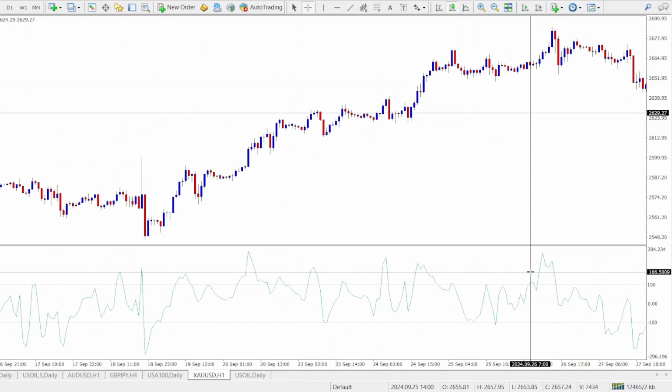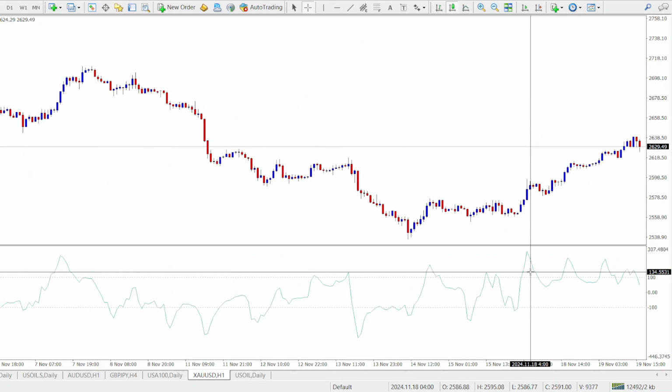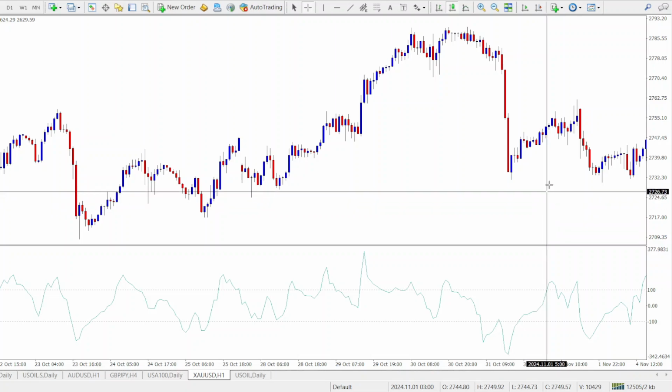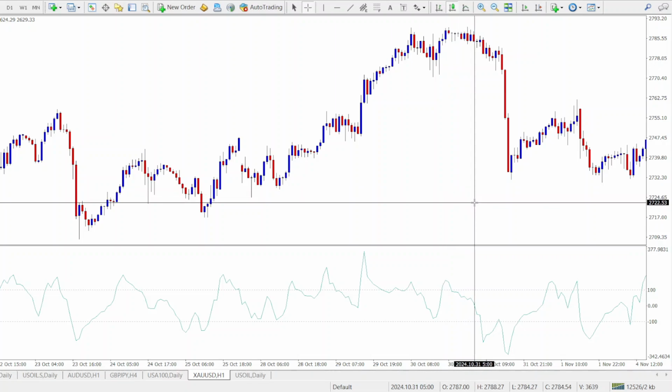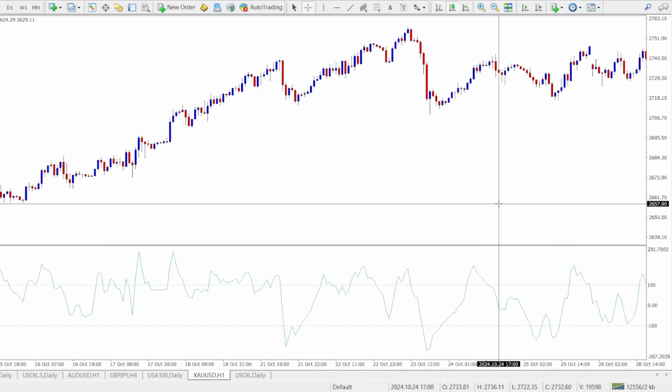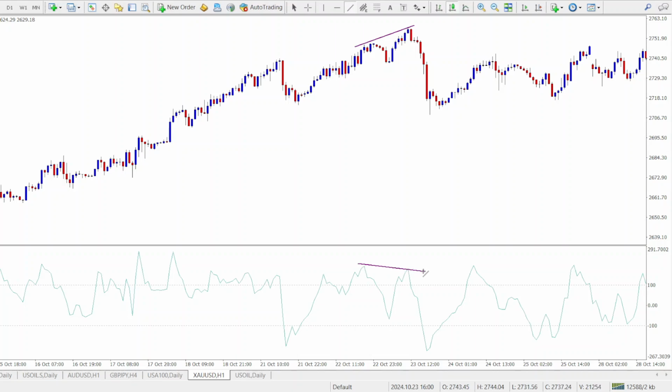Now, as for a bearish divergence, a bearish divergence occurs when the price is making higher highs, but the CCI is making lower highs. So basically, that is what the bearish divergence is. In this example, we can see that price made a higher high here, and the CCI made a lower high. All right, so this is what we call a bearish divergence. It occurs when price makes a higher high and the indicator makes a lower high. We can see that just shortly afterwards, the price dropped.